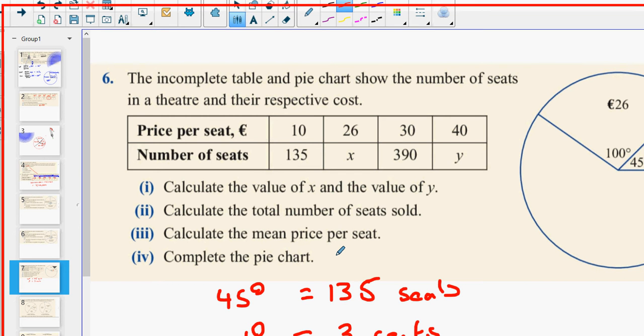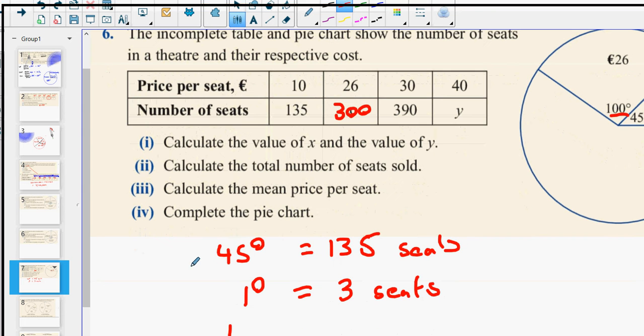So, multiply it by 100, because we know that's 100 degrees. We now know that this is 300 seats. Everybody cool with that? Now, we know that that's 10, that's 26, 30. So 100 degrees is 300 seats. Fair enough.